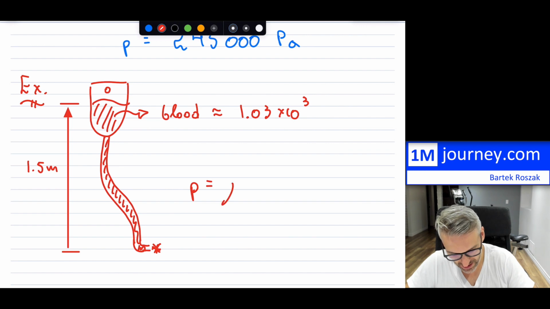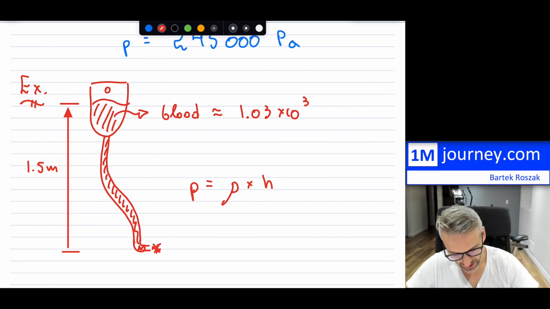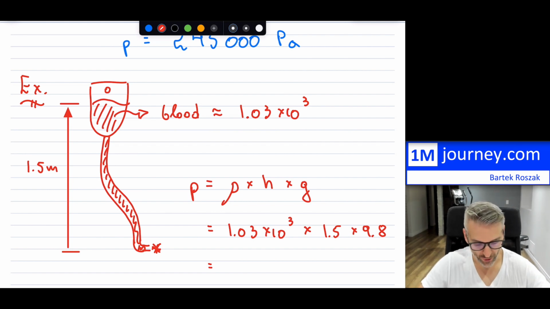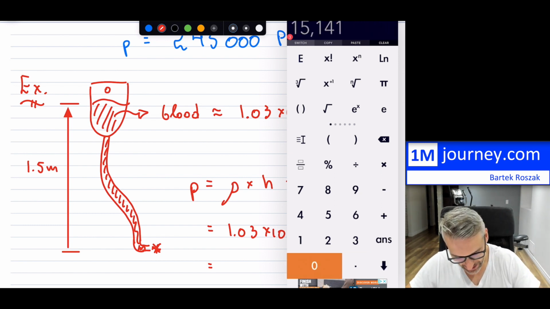Pressure is nothing else but simply the density multiplied by the height of that IV, how much liquid it will have above, and then multiplied by gravity. And if you put this all in here, it's going to be 1.03 times 10 to the 3, times 1.5, that's the height, times 9.8, let's not forget that. And there you have it.